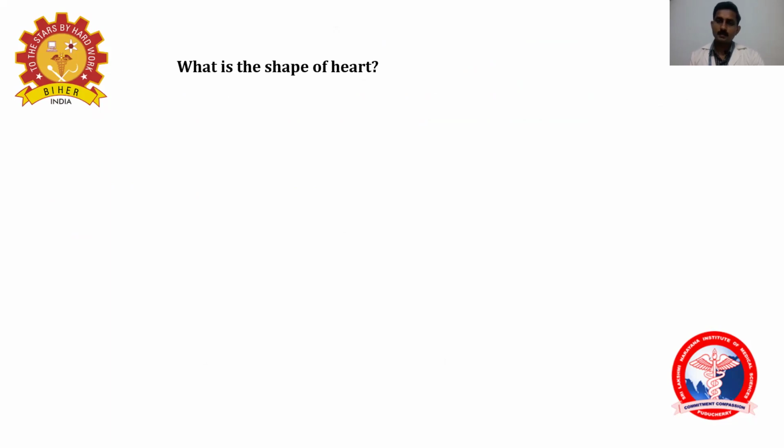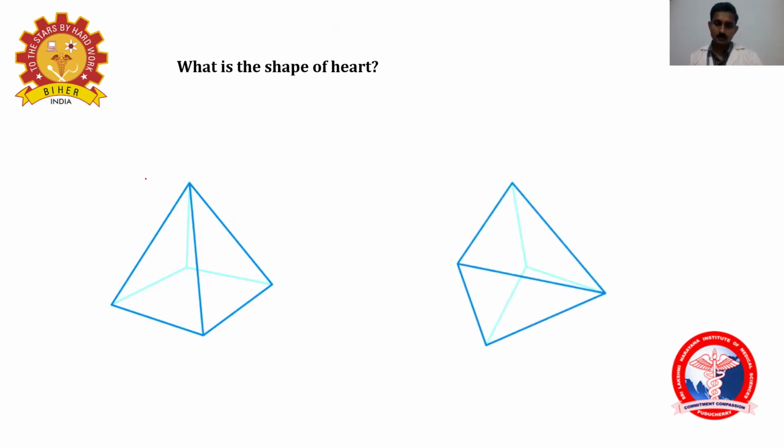What is the shape of the heart? The heart is a pyramidal shaped structure. This is the shape of a pyramid. It is a three-dimensional structure of a triangle. Now this triangle is pointing towards the left side. So this is a tilted triangle, a tilted pyramid, which is pointing towards the left side.